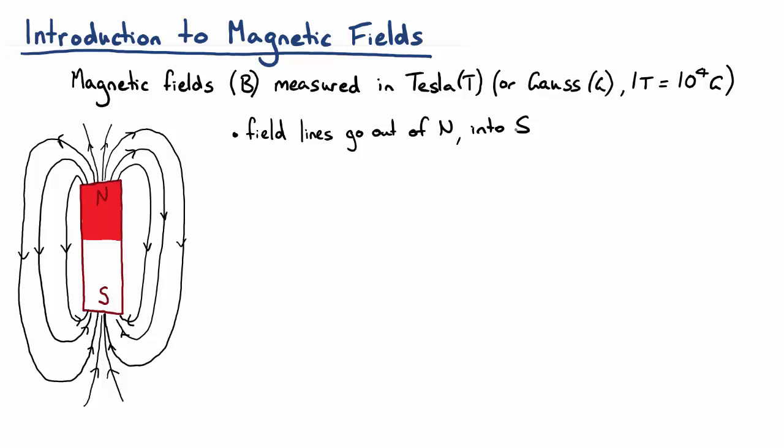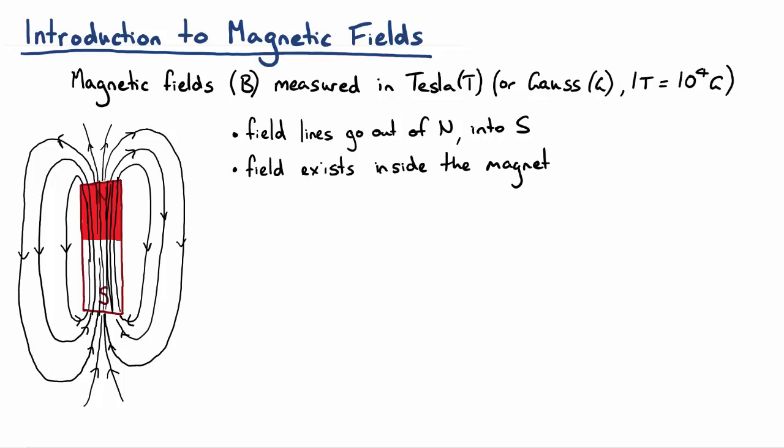Say you had 2 magnets next to each other. When we're talking about a bar magnet like this, they go out of north and into south, and that's actually true. They go all the way through the magnet as well. The magnetic field exists inside the magnet. In fact, the magnetic field lines have no beginning and have no end. They just loop around inside and outside of the magnet.